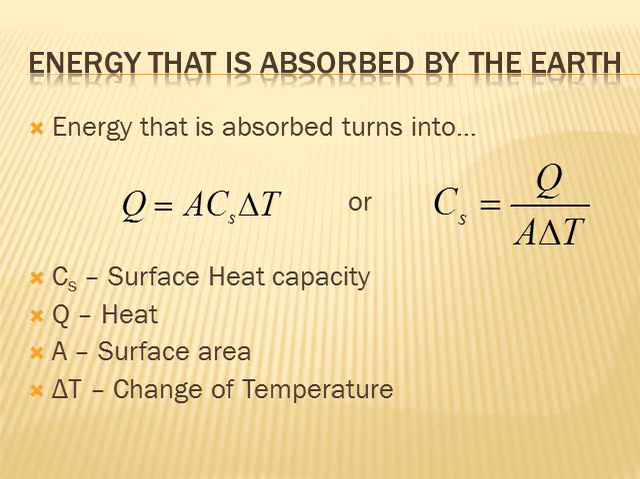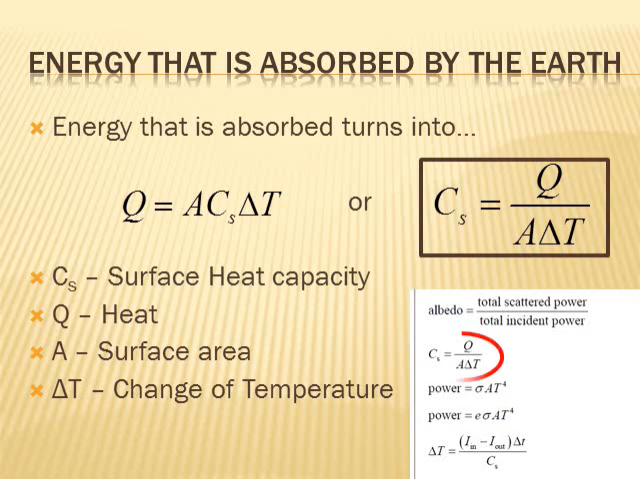Okay, and C is very similar to C in our Q is equal to mc delta T equation, which was specific heat, but instead we call it surface heat capacity. Specific heat capacity in Q is equal to mc delta T was the amount of heat required to raise 1 degree of temperature for every unit of mass. Surface heat capacity is now going to be the amount of heat required to raise 1 degree of temperature per unit of area, or per square meter.